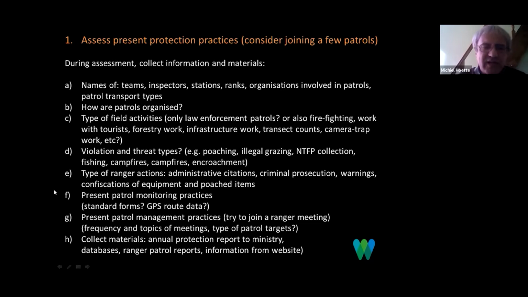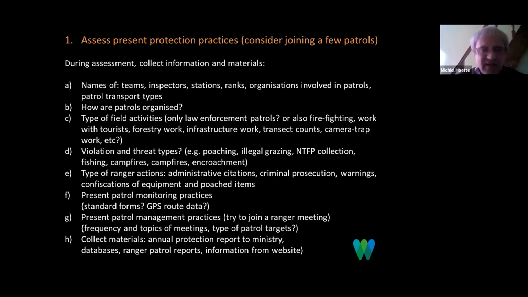And you should understand the present monitoring practices. What kind of information do rangers collect about their patrol work, and how do they report back to their managers? Obviously, your SMART system should reflect that. So the system that was there, everything that is important to the managers, is also included in your SMART system.